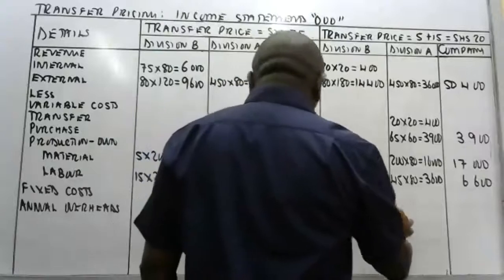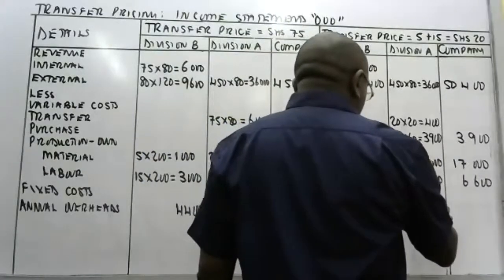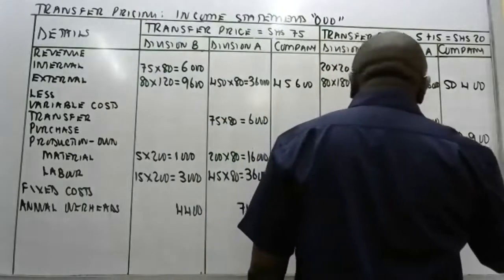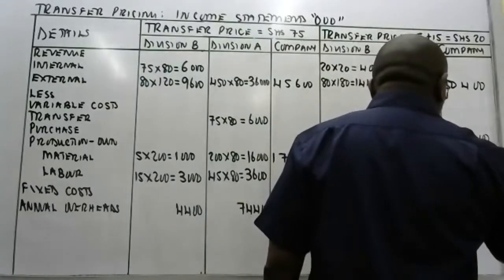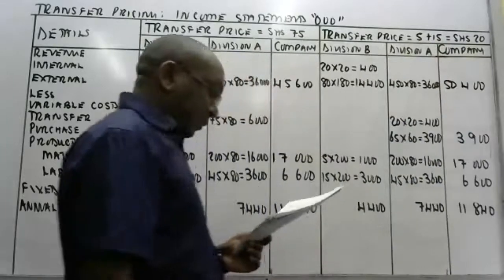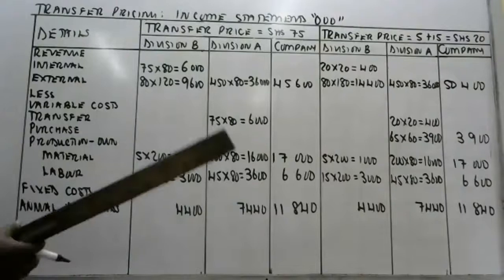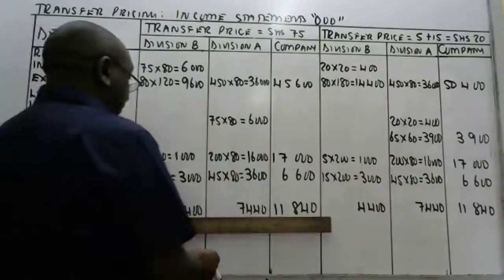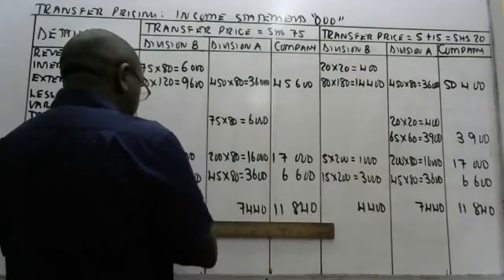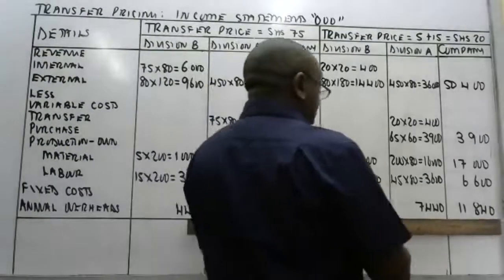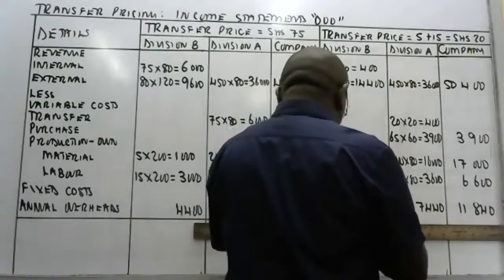4,400, 7,440, and we have 11,840. And that is all. So if that is all, now give me the net profits. Give me the net profits.